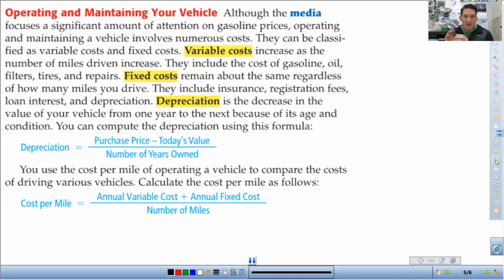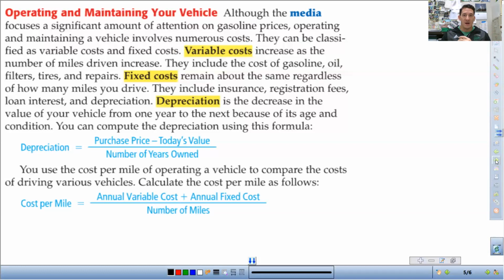There are the fixed costs that remain the same no matter what. Those fixed costs include insurance, registration fees, car payments if you got a loan to pay for your car, and then there's depreciation. We're going to talk about that in a second. When you own a car, you have to pay a registration fee. You go to the DMV to register your car and get the license plates. You have to pay a fee to do that, and then you have to pay every year to keep that going.